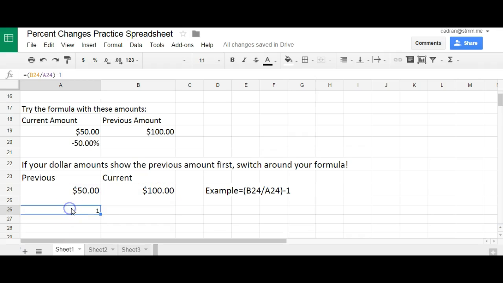Okay, now here, this did not turn into a percent for me, but when I click my formatting tool, it changes. That's a really easy way to calculate percent change.